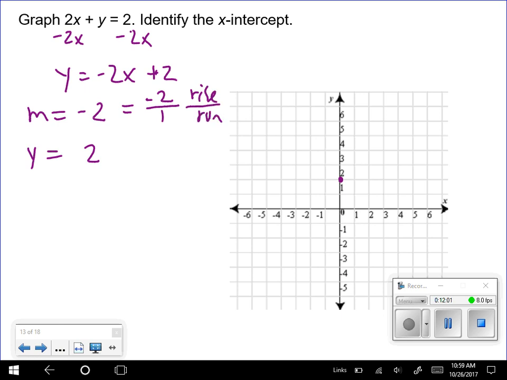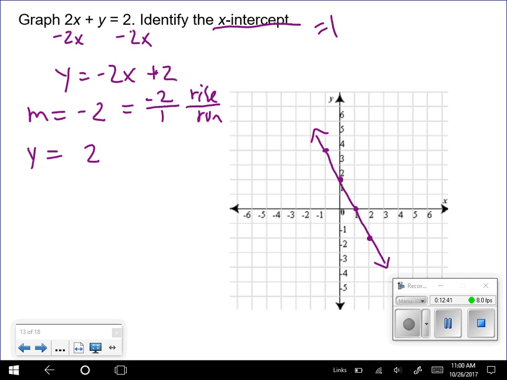So I can find my next point by going down 2 over 1. Okay? I can find another point by going down 2 over 1. Okay? Now, I could go up 2, but then for it to still be a negative situation, I'd have to go left 1. Okay, so if you have a negative involved, you always have to kind of do the opposite, go in the opposite direction. So now you use the straight edge, you really only need 2 points. But there you go. It says identify the x-intercept. Where does it hit the x-axis? It hits it at 1.